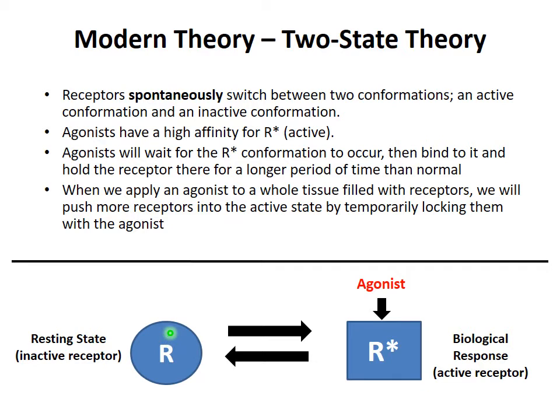If you look on the bottom here, we have R and then R star on the right. So just R on the left and R star on the right. The R stands for inactive receptor. The R star, asterisk, stands for active receptor.